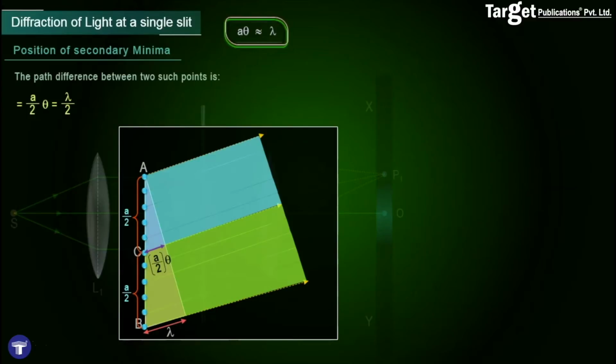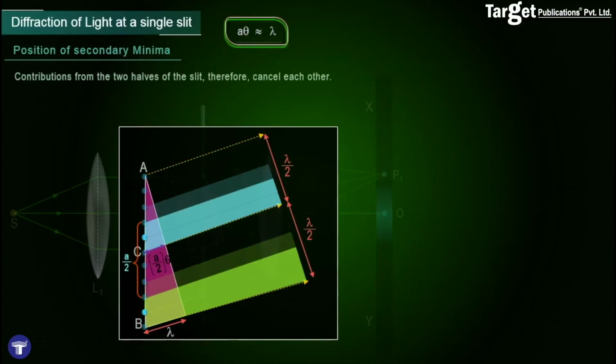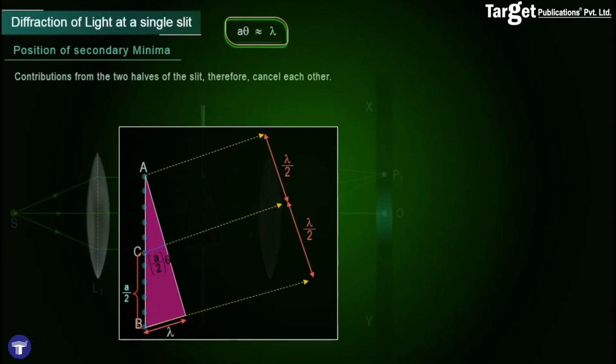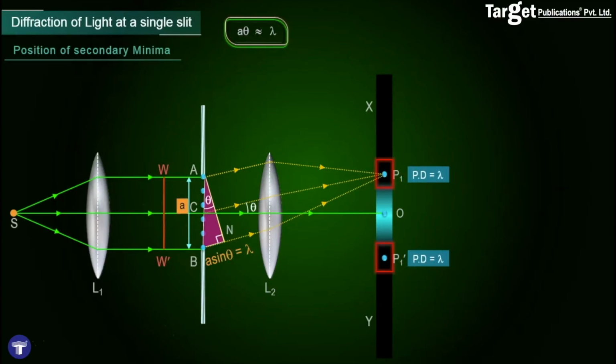And we know from the theory of interference that if the path difference is an odd multiple of lambda by 2, this leads to destructive interference, and therefore we see that contributions from the two halves of the slit just cancel each other, resulting in point P1 being a point of low intensity or a dark region.